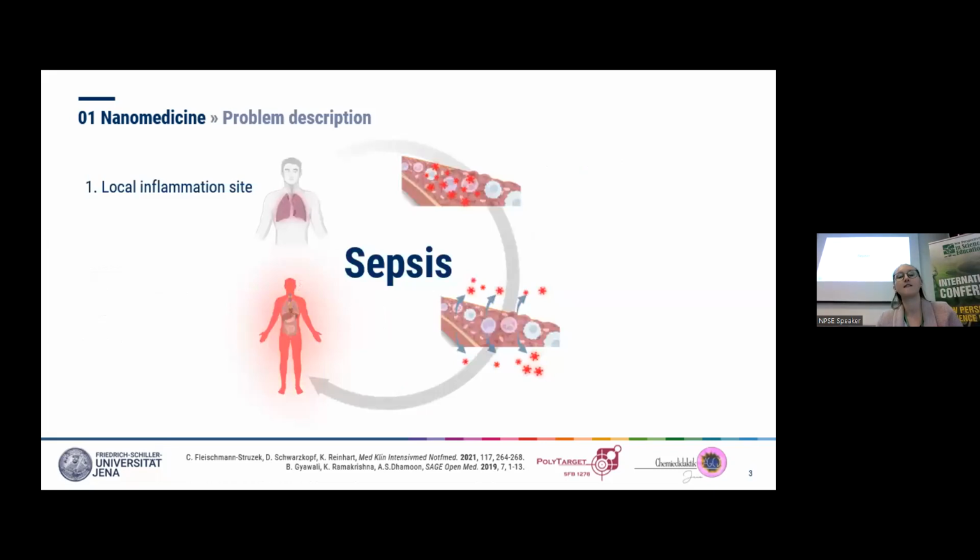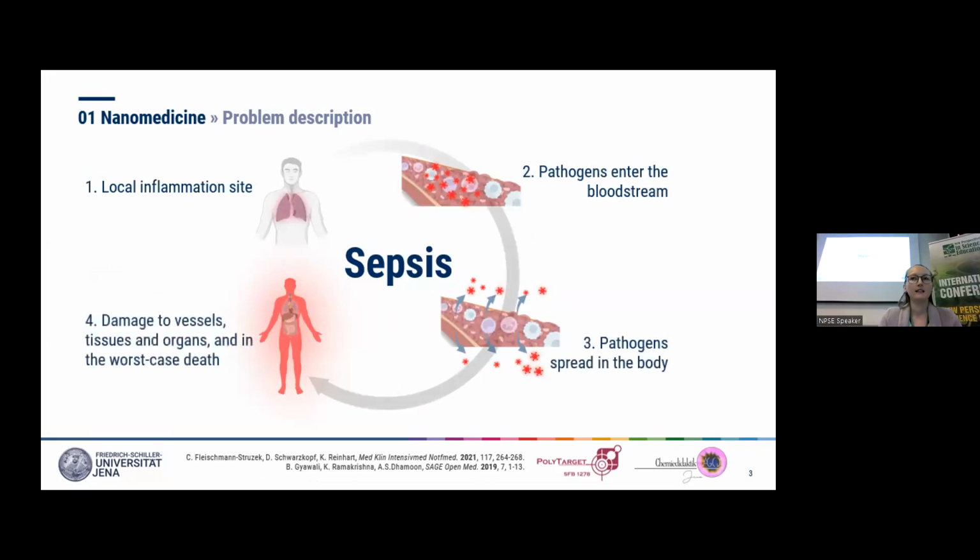So how does sepsis develop? Sepsis normally begins with a local site of inflammation, and in the majority of cases, the body can stop the inflammation on its own, contain it locally, and resolve the problem. But if this is not the case, then in the second step, the pathogens enter the bloodstream and spread throughout the body, and finally this leads to damage of vessels, tissue, and organs, and in the worst case scenario, to multi-organ failure and death. The aim is to stop this circle at the beginning.